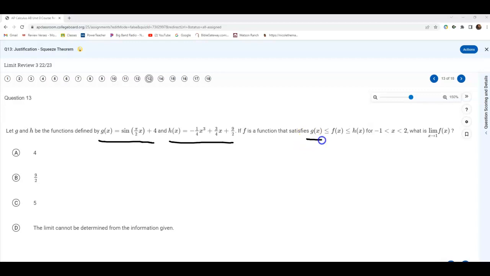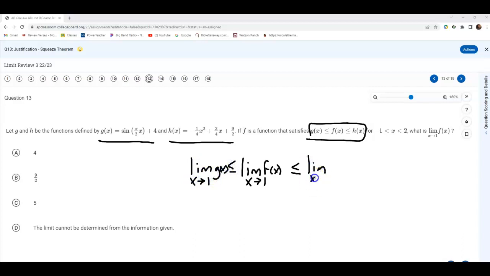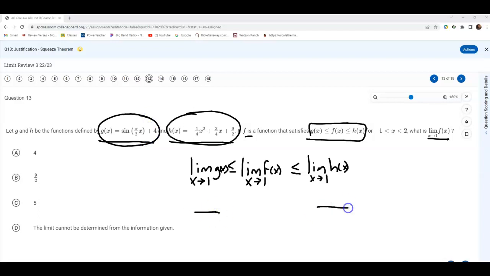So if f is between g and h, then that means that the limit of f must also be between the limits of g and h as x approaches 1. So why are we doing this? Well, I can't find the limit of f because I don't even know what the function f is. But I can find the limit of h, and I can also find the limit of g. And if it turns out they're the same thing, then that means that this would have to be that value also, since it always has to be between them.